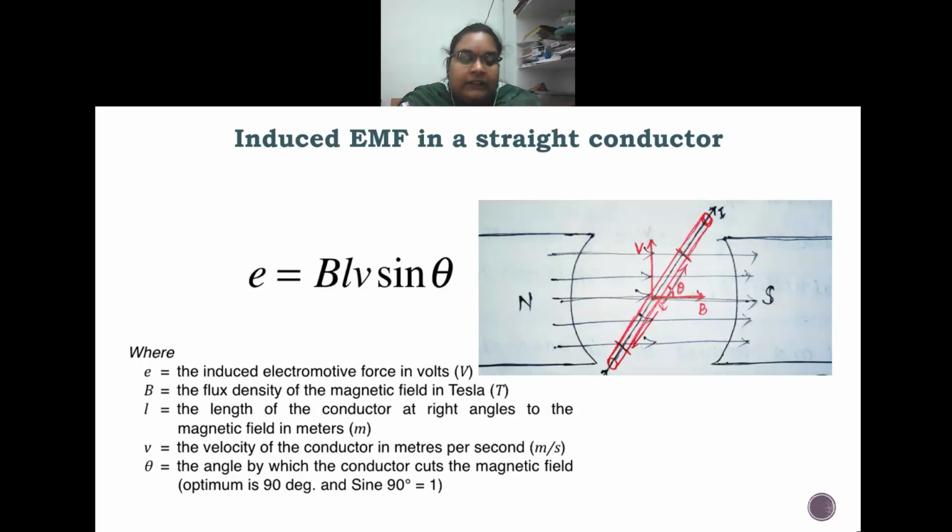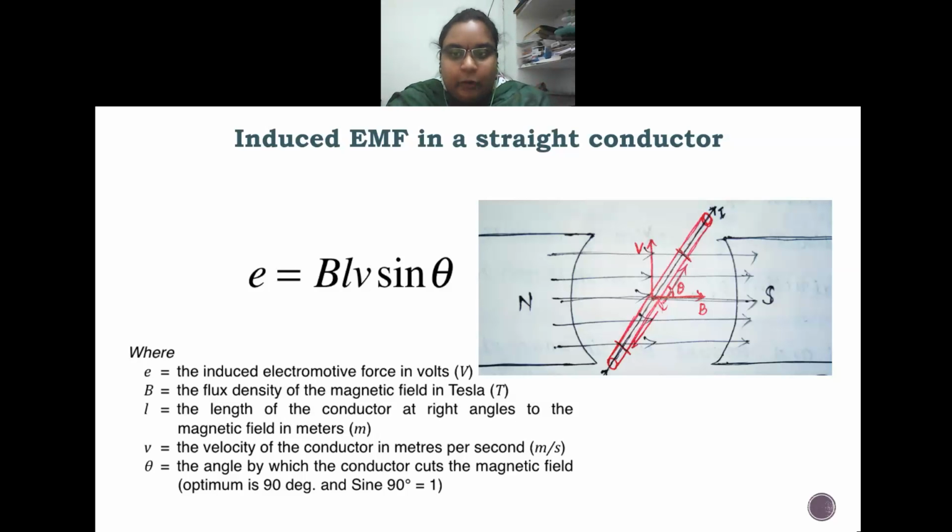Theta is the angle by which the conductor cuts the magnetic field, the inclined angle of the conductor to the magnetic field. E is the induced EMF in volts. So this is the formula: E equals BLV sin theta.